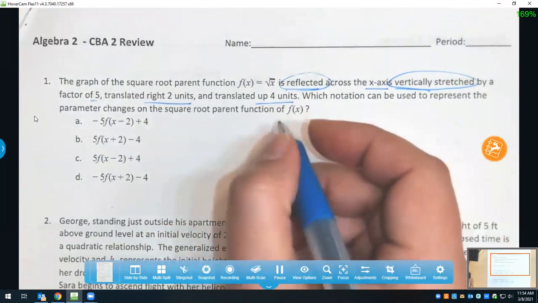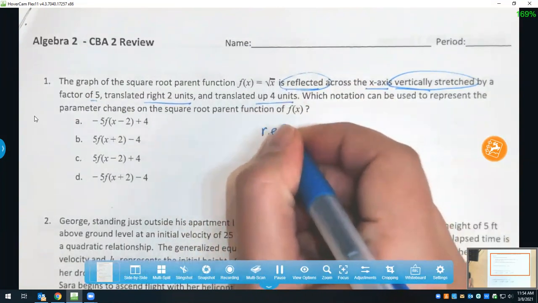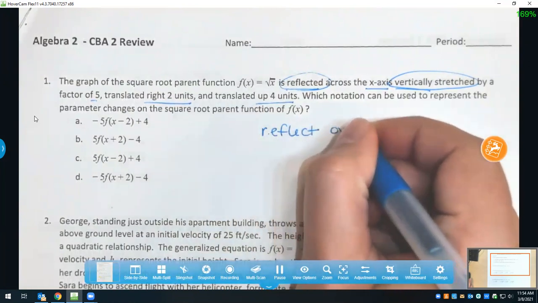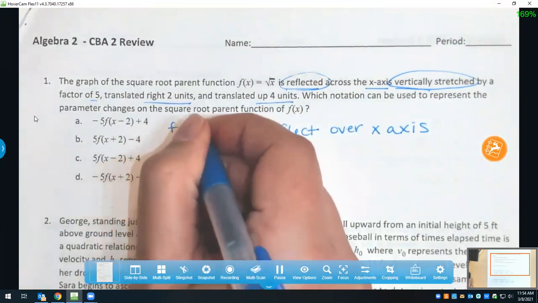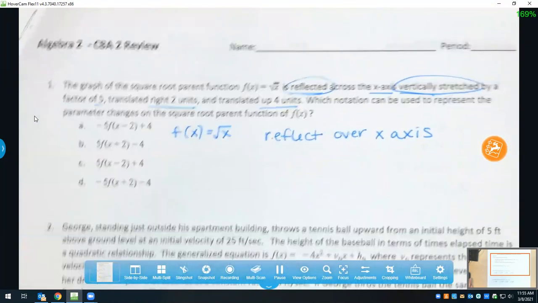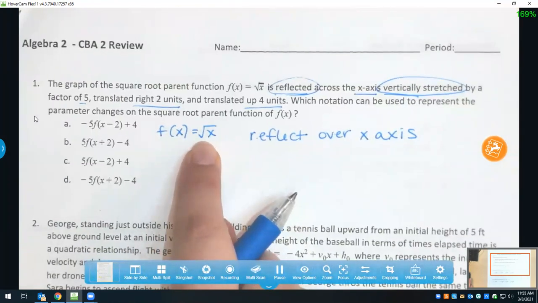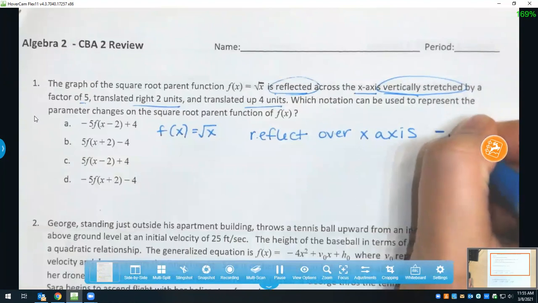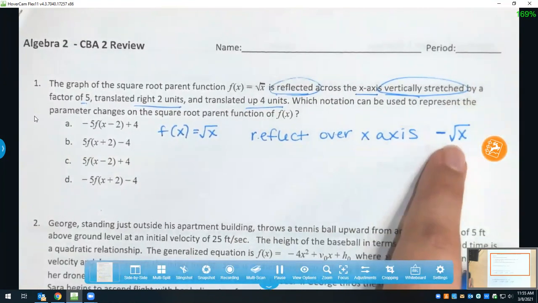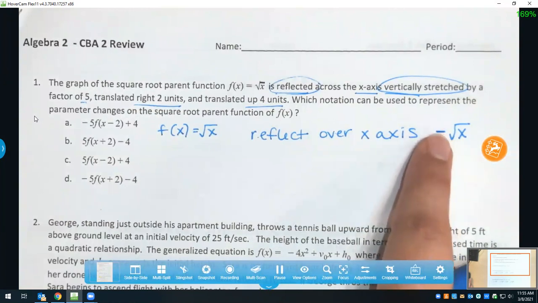So with our parent function, starting off with the square root of x, if you reflect it over the x-axis, let's think just one by one, right? What would these changes look like? How would I show it? So a change of reflecting across x would be achieved by putting the negative in front of the equation, right? So a negative jumping in front of the square root, that's what gives us that reflection over the x-axis.